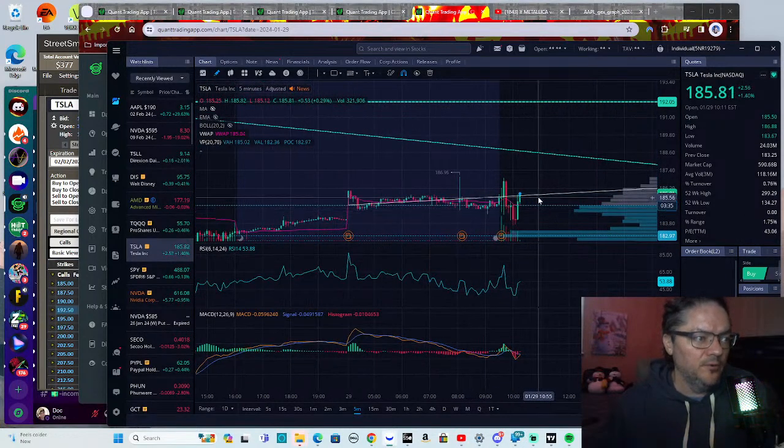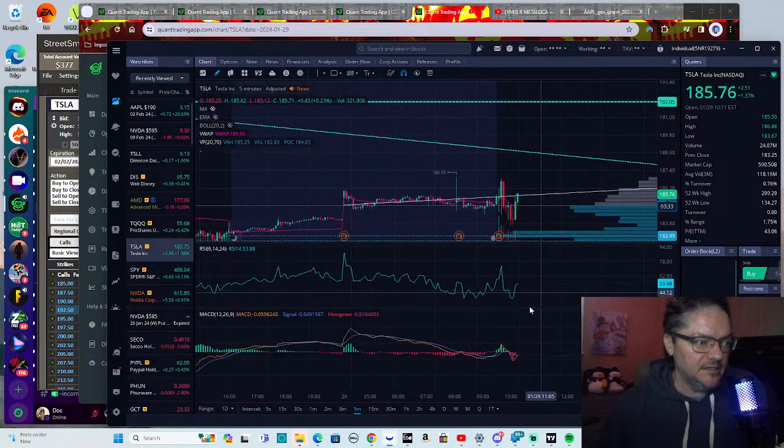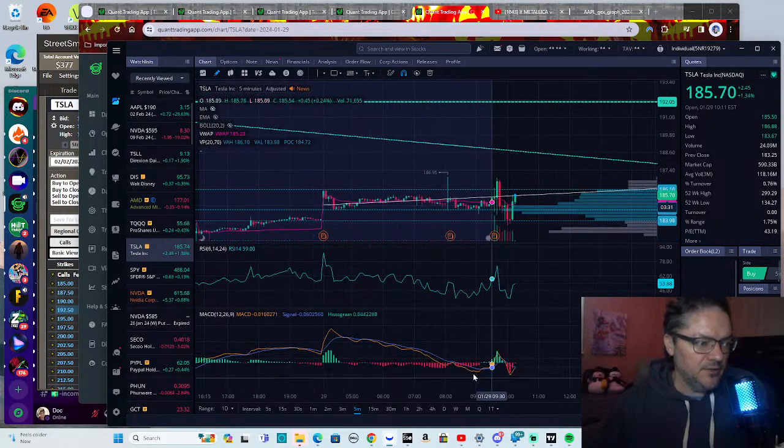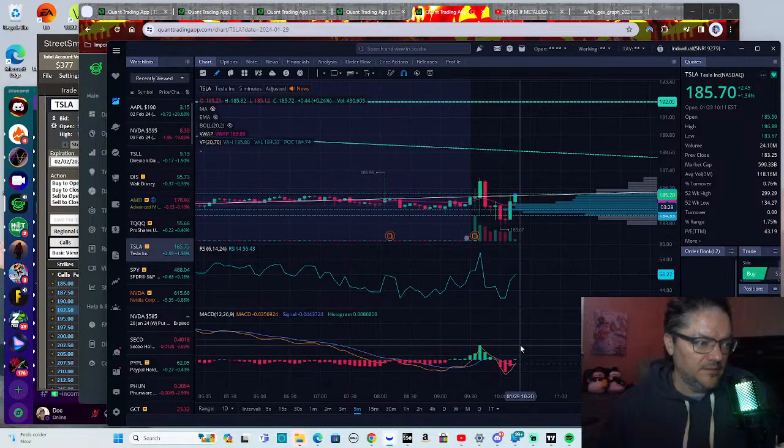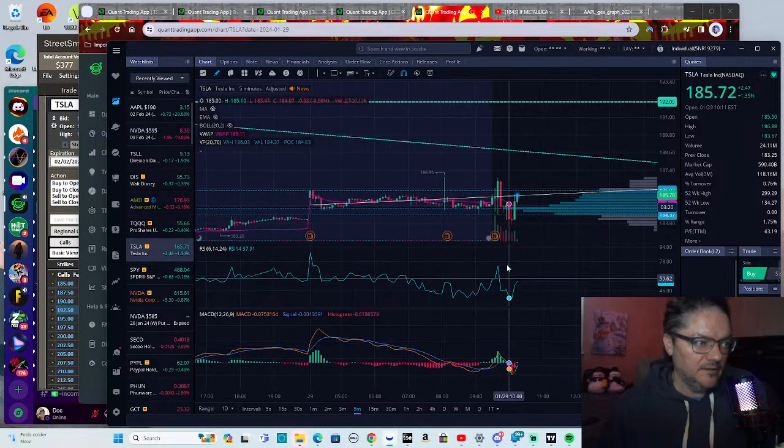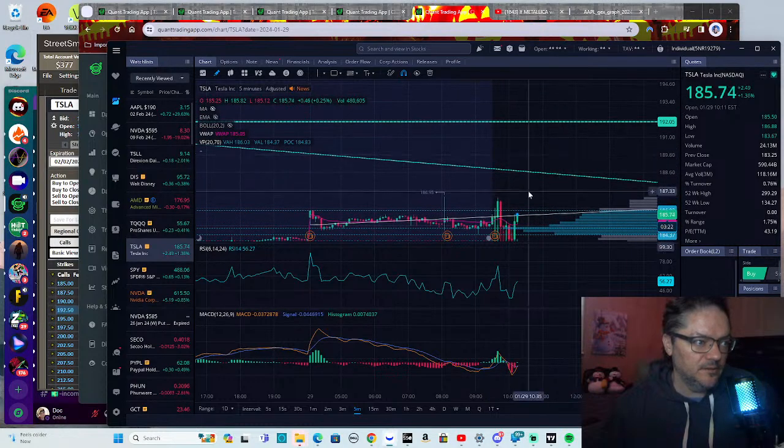So we're having a move right here on Tesla, and we can see MACD is making a new lower low, though. We want it to make a new higher high, and we want it to make a new higher high here for conviction to 192.